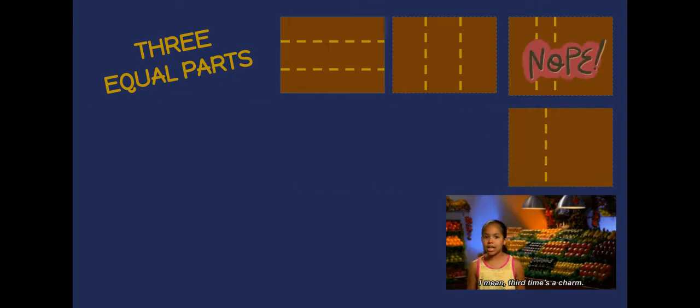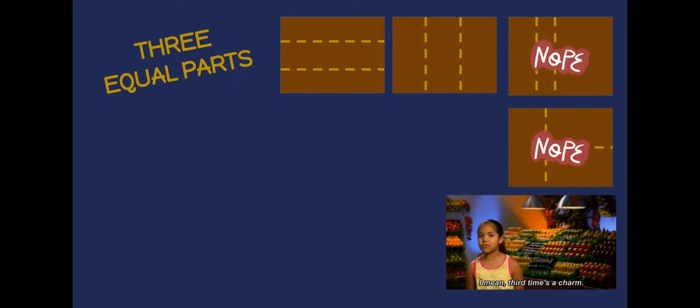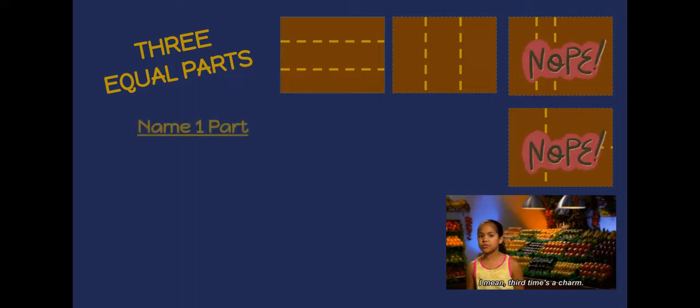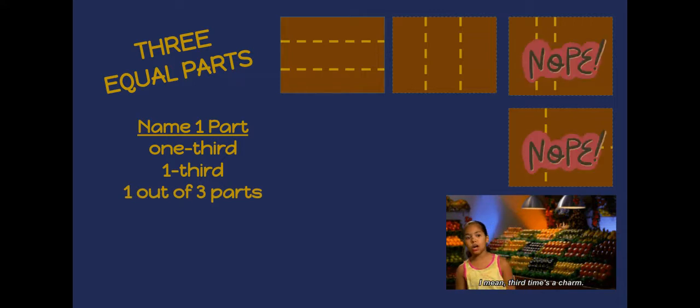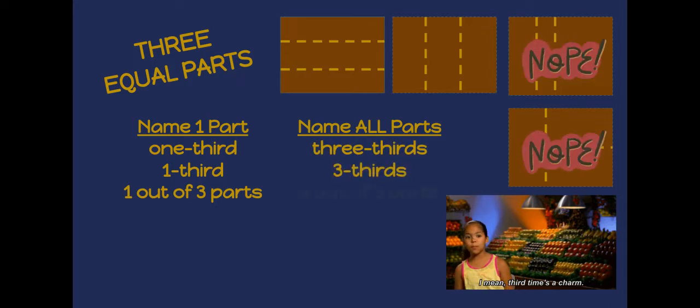How about this one? This time I divided it like this. Are all of those pieces the same? Nope. So that's not going to work either. Those are not equal pieces. Now, if we're looking at one of these 3 pieces, we could name that 1/3. 1 out of 3 parts. But if we're looking at all of the pieces that we've divided it into, we could call those 3/3, 3 out of 3 parts, or again, we can call it the whole.